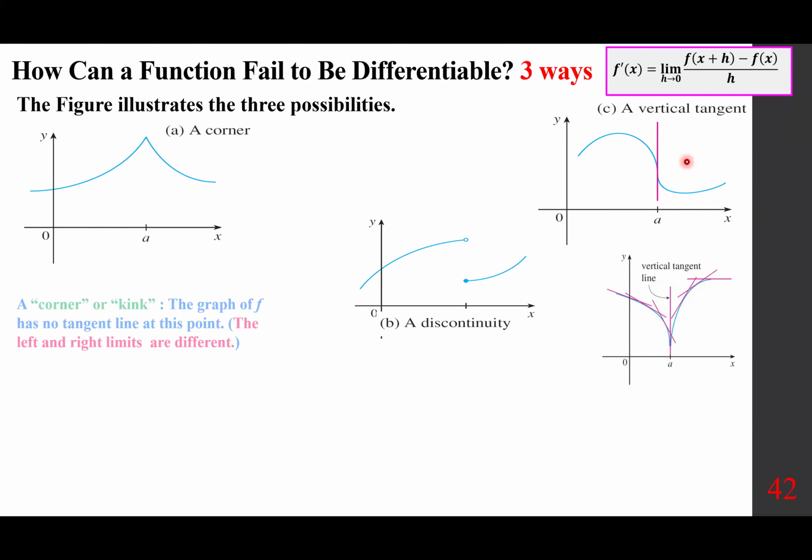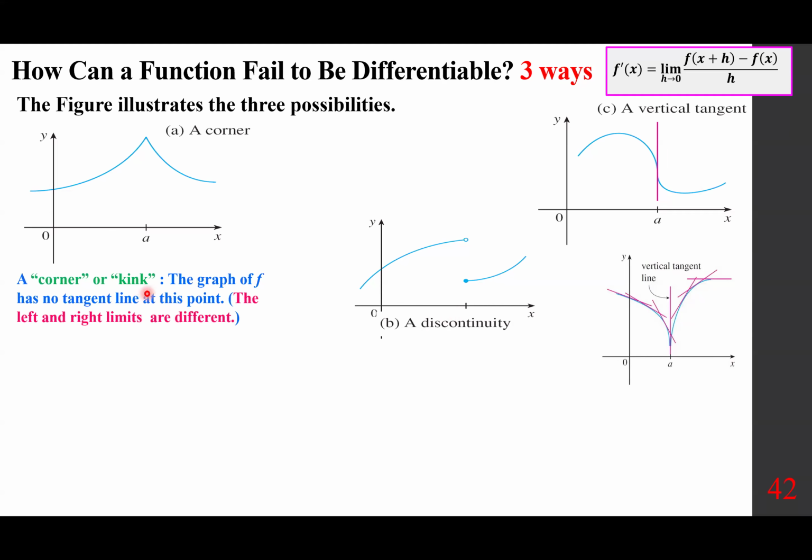So with a corner or kink, the graph of f has no tangent line at this point. The left and right limits are different. So in other words, think about this. Come up with a tangent line. How would you come up with a tangent line? That's the idea.